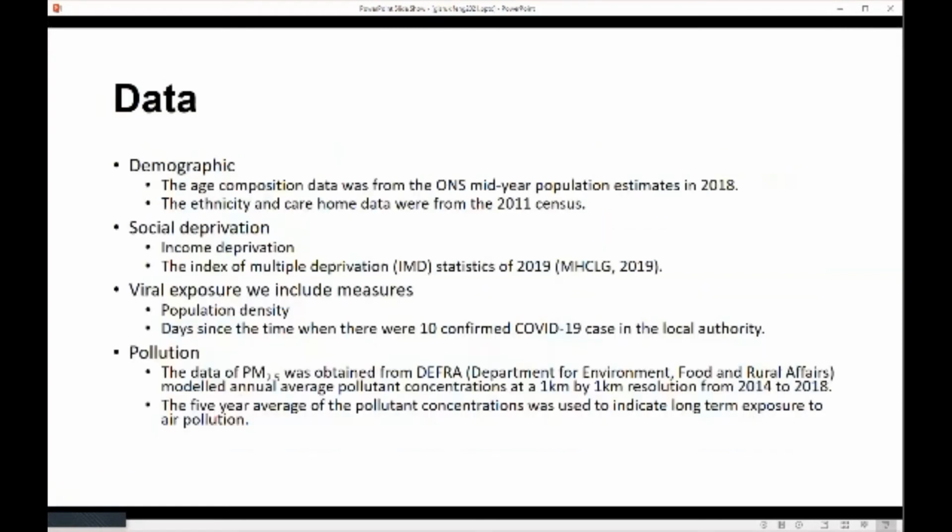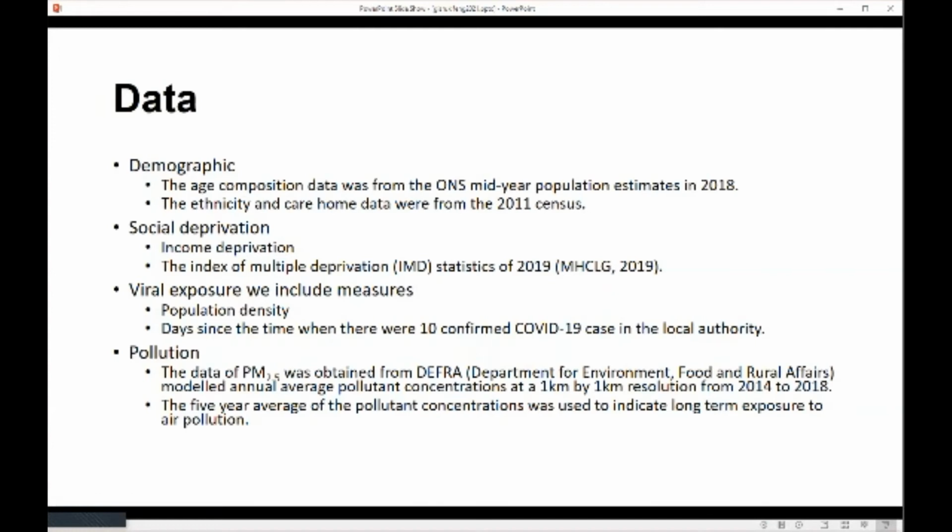Other data we used in this research include demographic factors like age composition, from the ONS mid-year population estimates in 2018, and ethnicity and care home data from the 2011 census. For social deprivation, we got data from the multiple deprivation index, but we only use the income deprivation in our research. The data is from 2019.